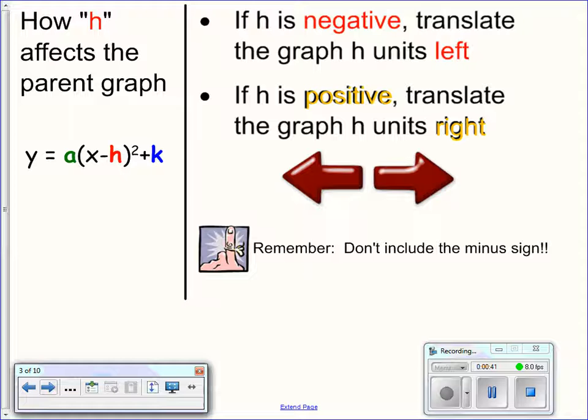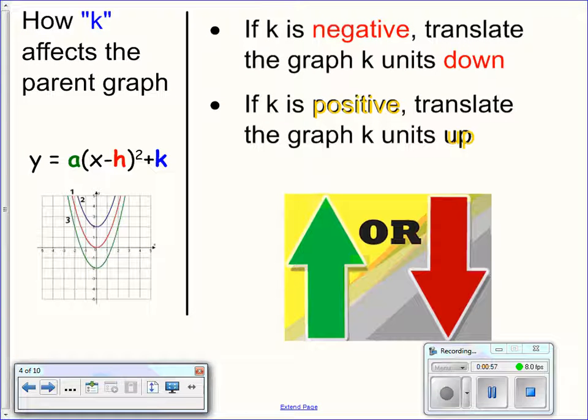If h is negative, the translation of the graph goes that many units to the left. If h is positive, it translates the graph that many units to the right. But remember that when we're looking at the h, we don't include the minus sign. How does k affect the graph? Well, if k is negative, it translates the graph that many units down. If k is positive, it translates the graph that many units up.